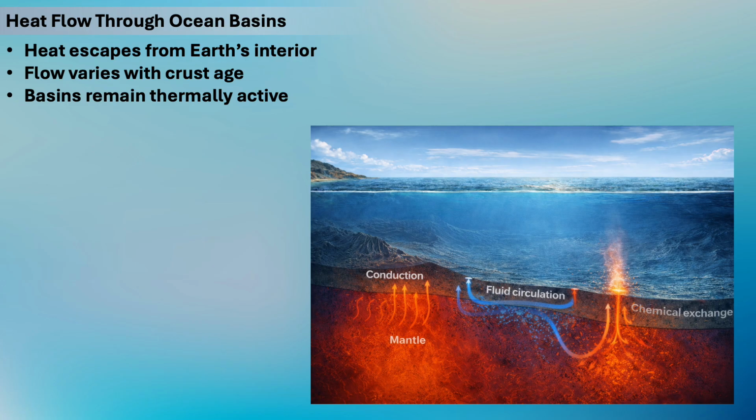Although the deep ocean is cold at the surface, deep ocean basins remain thermally active. Heat continues to escape from Earth's interior through oceanic crust. Heat flow is highest near young crust and decreases as the crust ages, but even the oldest parts of the ocean basin continue to lose heat. This heat flow is a fundamental driver of chemical exchange between the ocean and the crust, and is the reason hydrothermal systems exist in the first place. So let's spend some time exploring heat flow through the ocean floor. It is quite interesting.